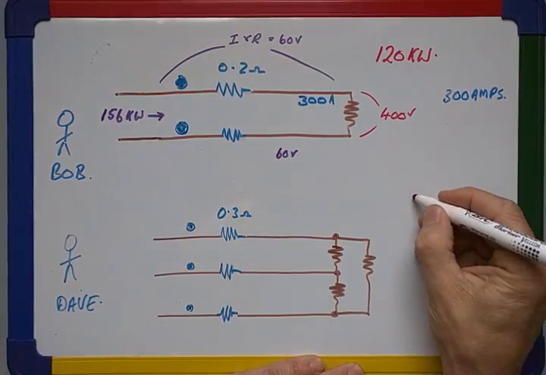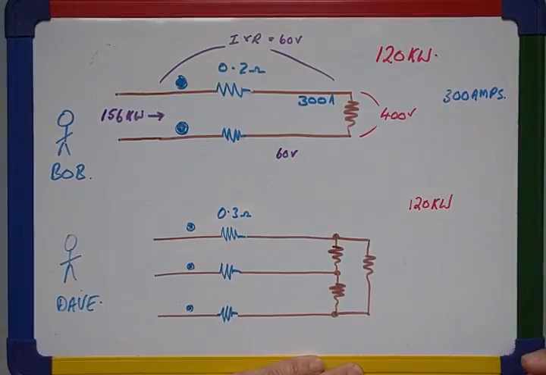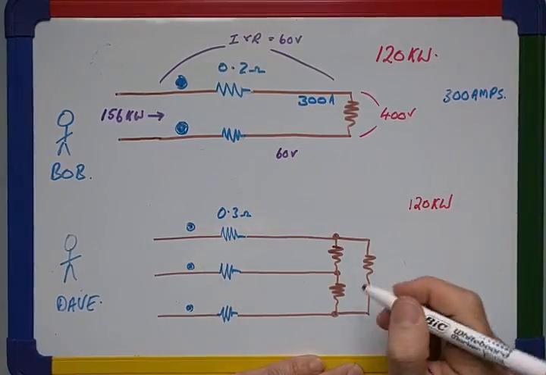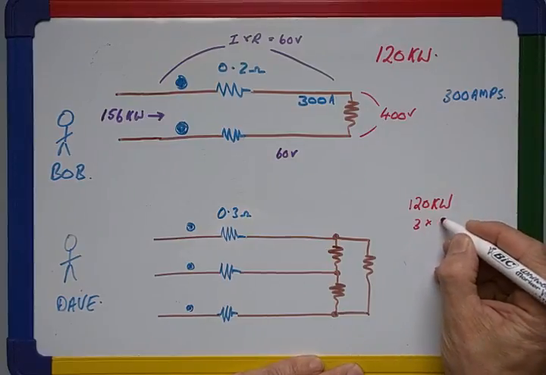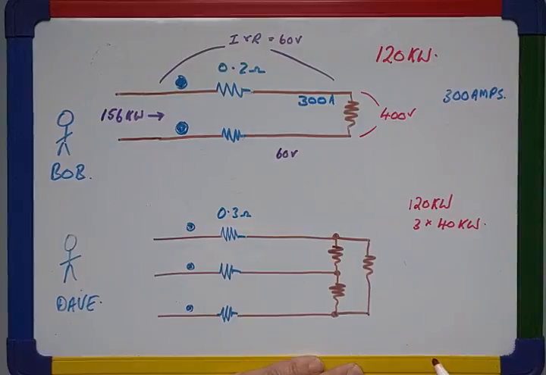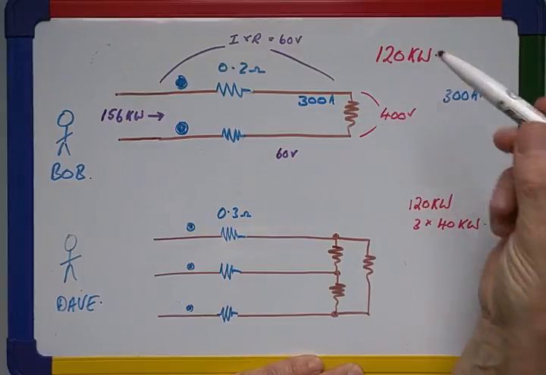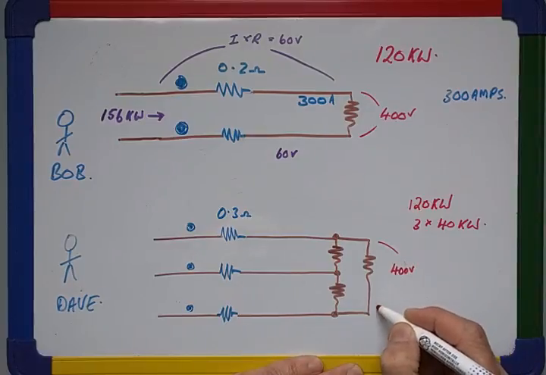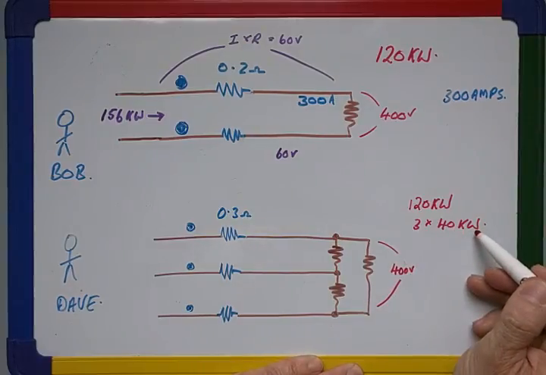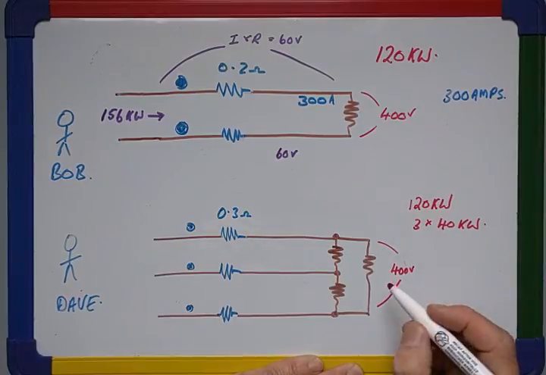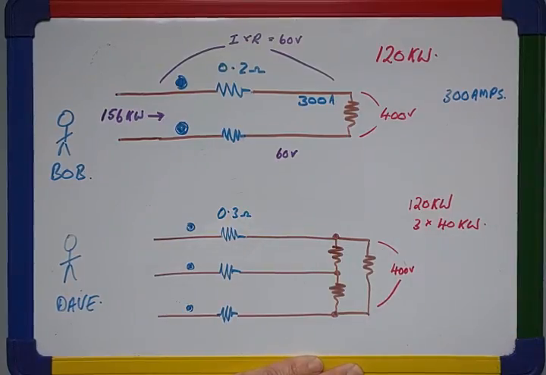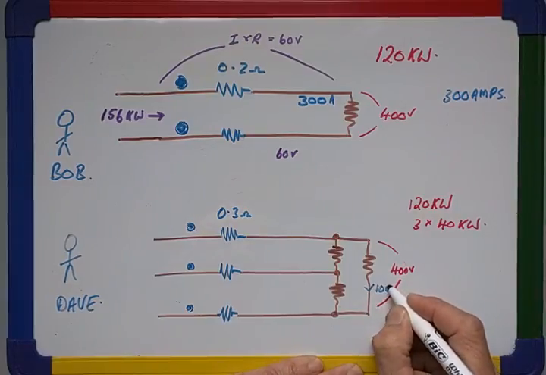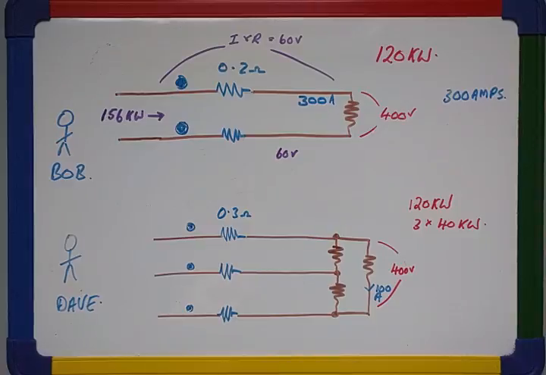Well, over on this side we still need to deliver 120 kilowatts. It's now being delivered over 3 loads rather than a single load. So that's 3 times 40 kilowatt. So each of these is dissipating 40 kilowatt. On this system, the single load dissipates the whole 120 kilowatt. Now, since there's still 400 volts here and 40,000 watts being dissipated, that means that the current flow here must be 100 amps. And similarly, there'll be 100 amps flowing through this load and 100 amps flowing through this load.